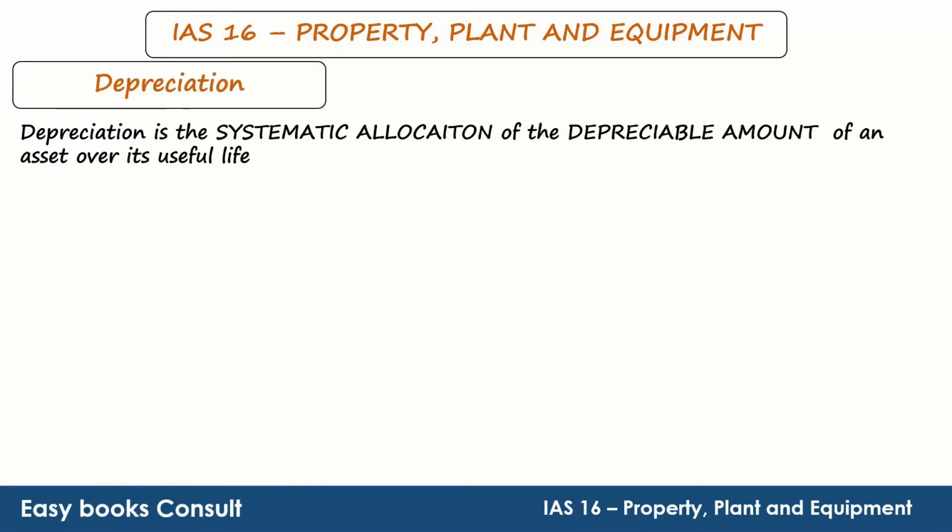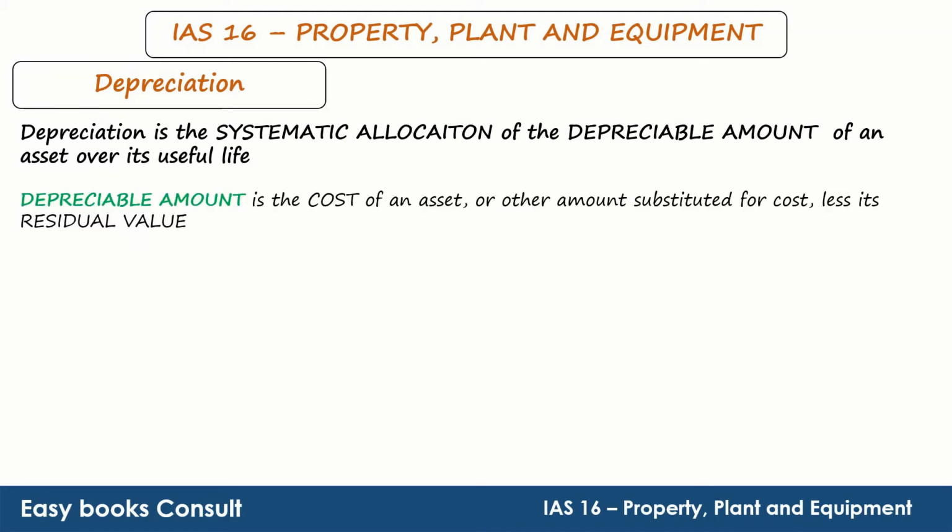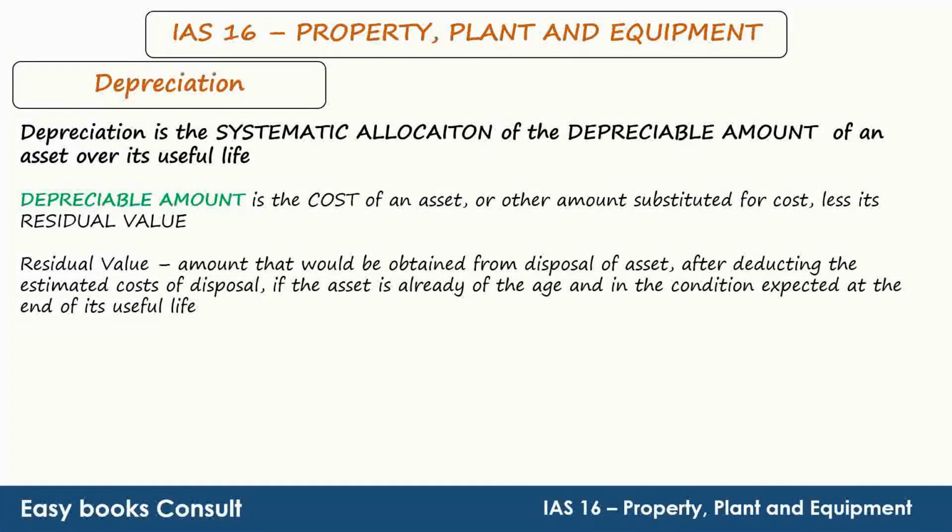Depreciation. Depreciation is the systematic allocation of the depreciable amount of an asset over its useful life. Depreciable amount is the cost of an asset or other amount substituted for cost less its residual value. Residual value is the amount that would be obtained from disposal of the asset after deducting the estimated cost of disposal if the asset is already of the age and in the condition expected at the end of its useful life.